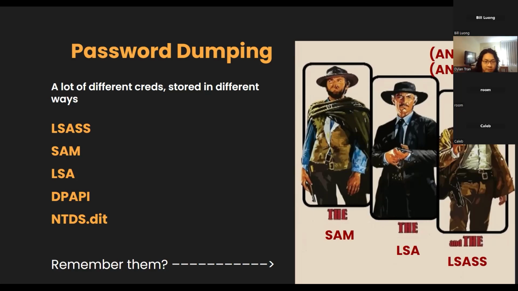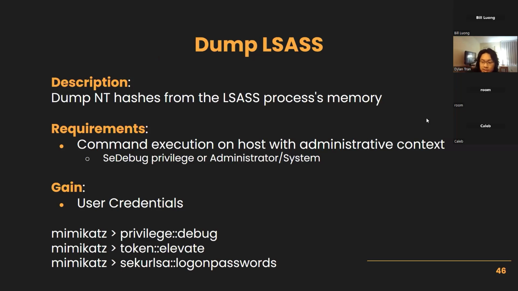So first, LSASS. This one's probably the least important out of all of them in our particular use case, because LSASS means you're dumping its memory. So you're reading LSASS's process memory and you're just parsing and grabbing the credentials out.